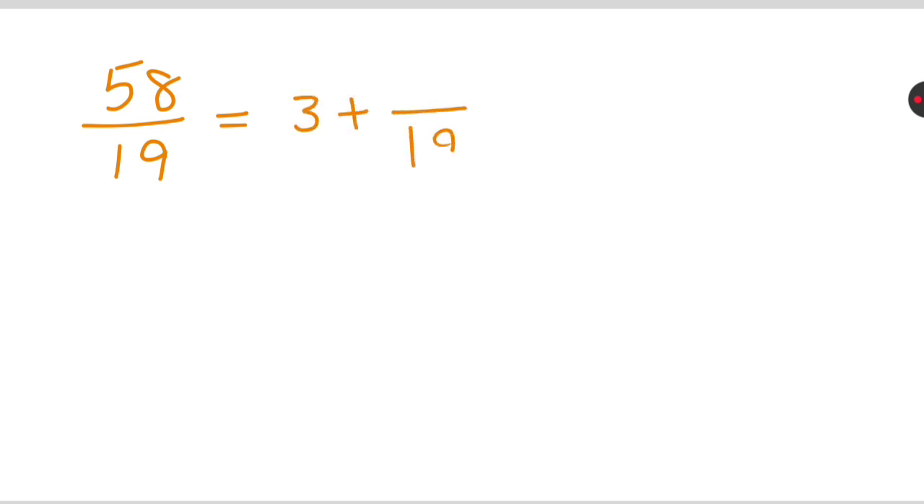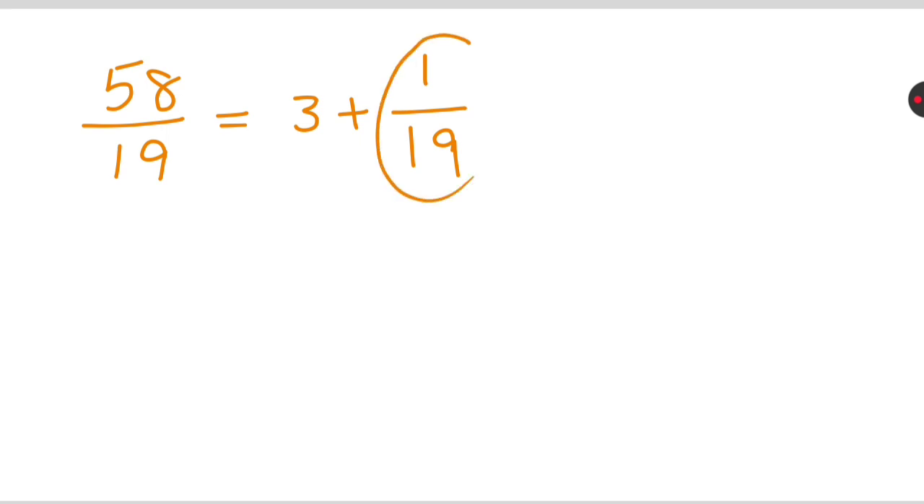Let's take one more example. Suppose you want to divide 58 divided by 19. So here the numerator is greater than denominator. So in this case, you have to change it into a mixed fraction. Then you can solve it. So 19 3s are 57. So that's why you have to write 3 plus... 19 3s are 57. Then you add plus 1, you are going to get 58. So this you can split into 3 plus 1 over 19.